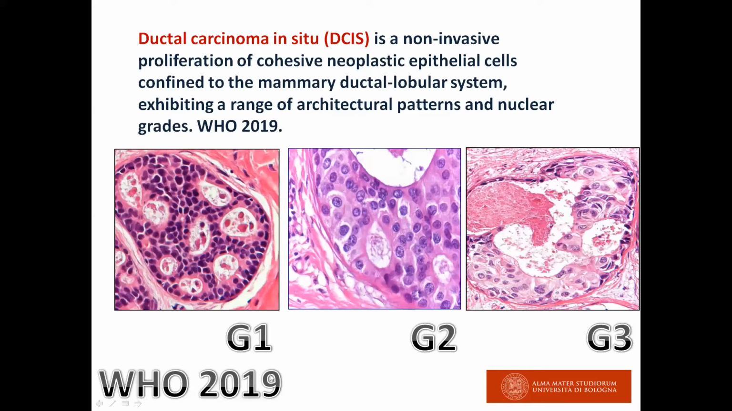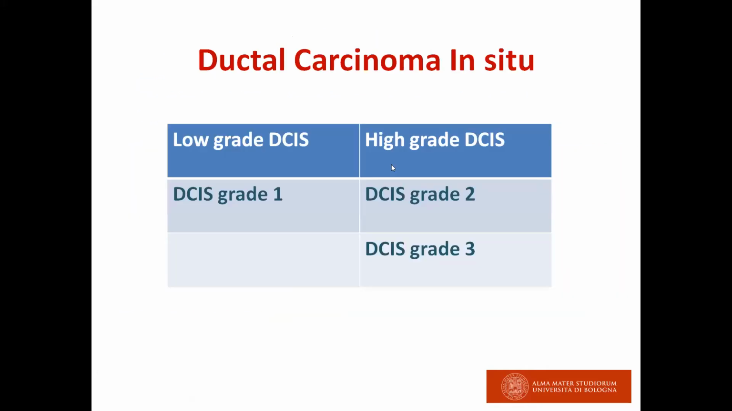For practical purposes, to summarize, we draw a line here to separate grade 1 from grade 2 and grade 3. Today I will summarize in this way because we can separate two big families of DCIS, and they have great consequences as treatment and prognosis: the low-grade DCIS, that is basically grade 1, and the high-grade DCIS, that is basically grade 2 and 3.